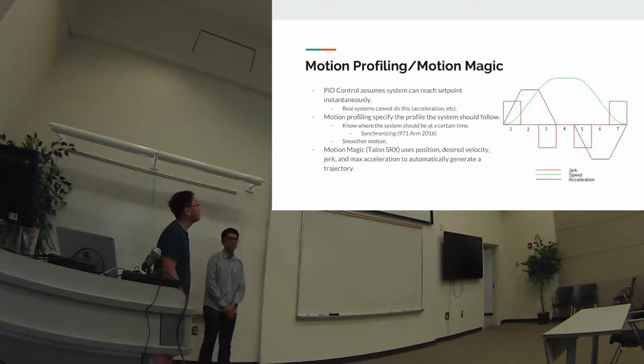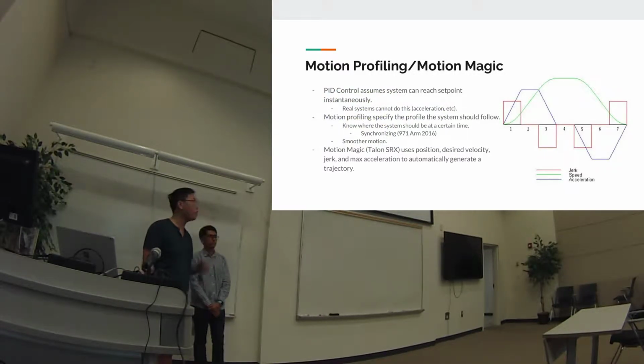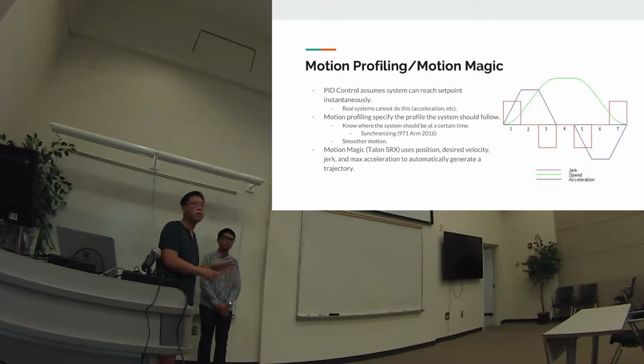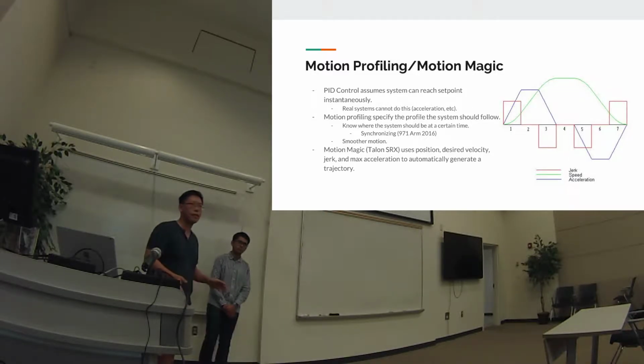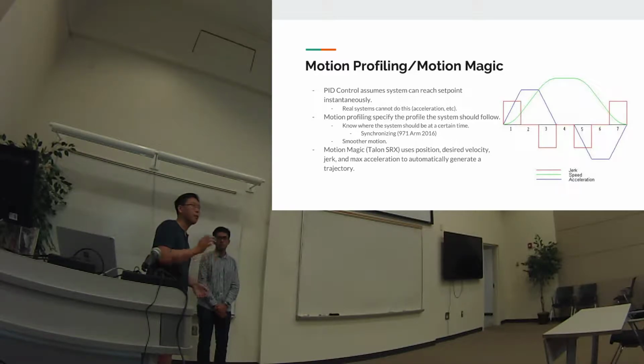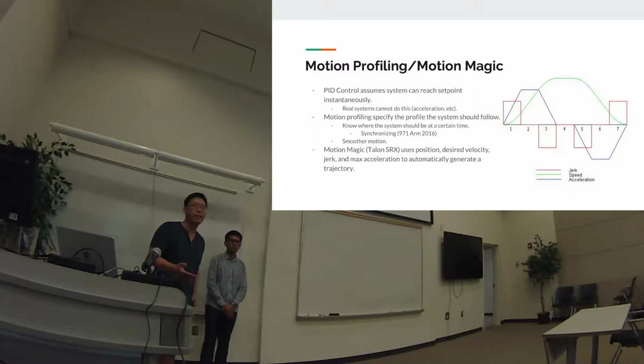Okay, and then after PID, we have something called motion profiling. And in terms of the Talon SRX, they actually have a motion profiling mode and then a motion magic mode, but we'd recommend you use motion magic. It just makes things really easy. And then the problem with the PID controller is that it assumes your system can get from point A to B instantaneously. And we know that's not the case in a real system.